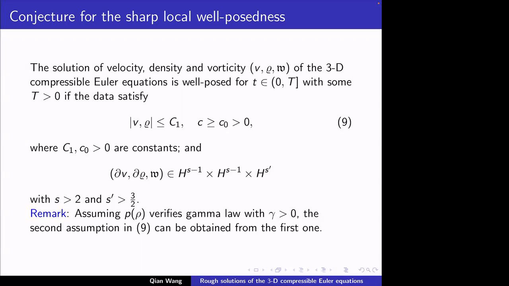A remark about this: if I further assume the pressure function satisfies a gamma law, that means P(rho) can be written as some constant multiple of rho to the gamma, where gamma is a certain positive constant, then the second assumption in (9) can be derived from the first assumption. So you can remove one. So far I didn't assume anything for P(rho), but for solving the conjecture, I wouldn't mind assuming more, for instance assuming a pressure law for P(rho). If that helps, I would assume it without hesitation. But so far I haven't seen that it is really crucially helpful.